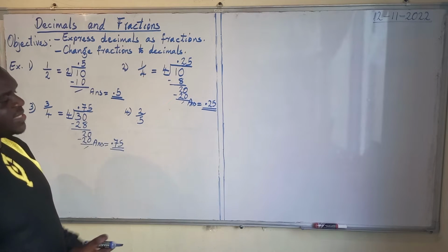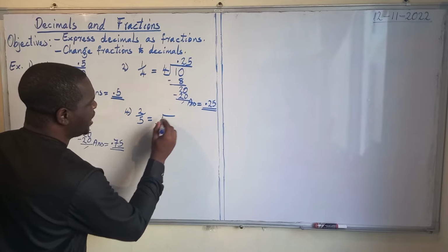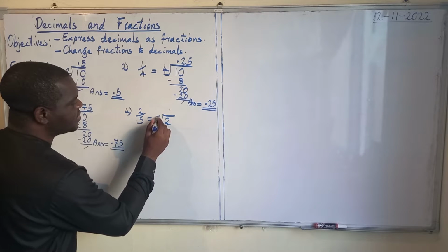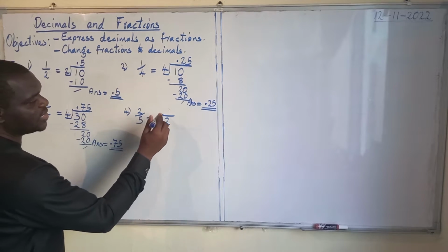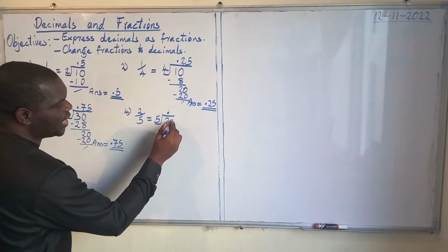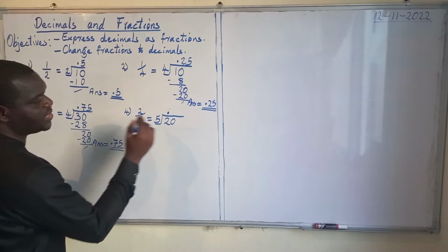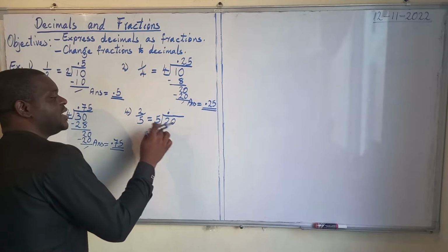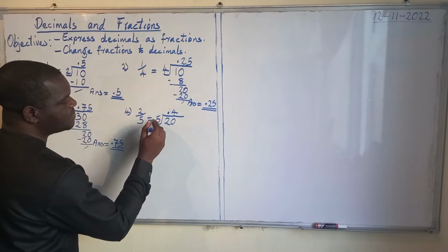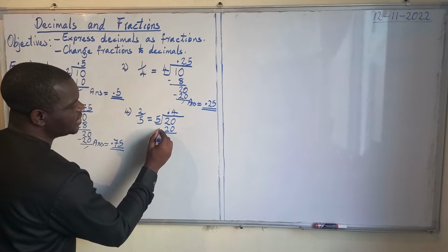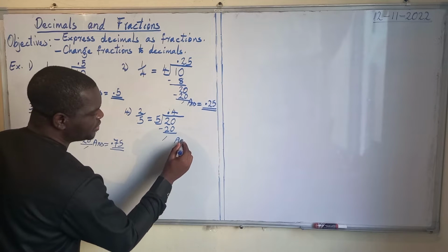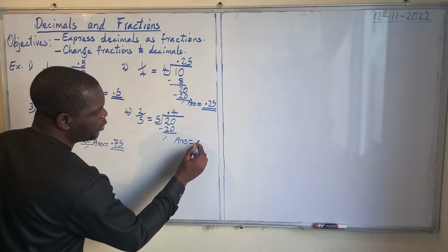Let's go to example 4. With 2/5, our dividend is 2 and the divisor is 5. 2 cannot, and so we fix a decimal point and affix a 0 behind 2. 20 divided by 5 is 4. 4 times 5 is 20. The difference here is dash or a 0, and the answer will be 0.4.